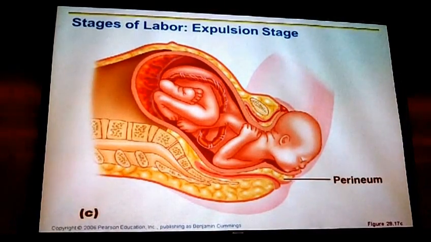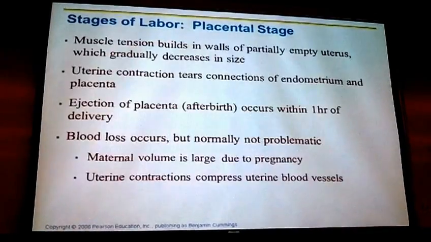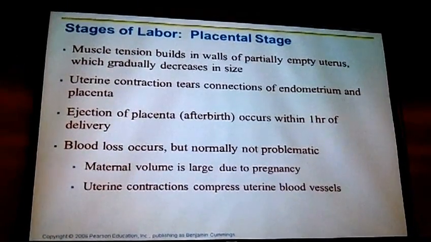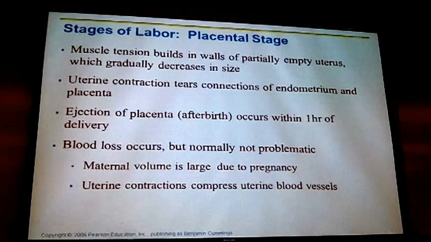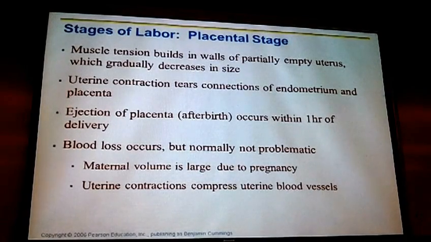Okay, so here's the expulsion stage and out it comes. And the last stage is the placental stage. So don't forget, we've got to get the placenta out as well. The uterus is still contracting, and the placenta generally will come out within an hour of delivery. Usually, if you're in a hospital setting, every time I've experienced this, the placenta comes out very quickly, within minutes, not like an hour. But generally, the placenta comes out pretty fast.